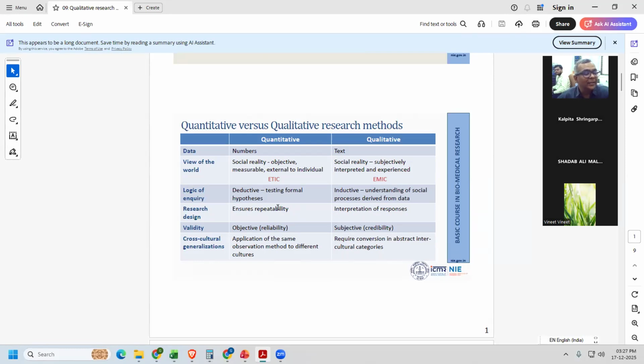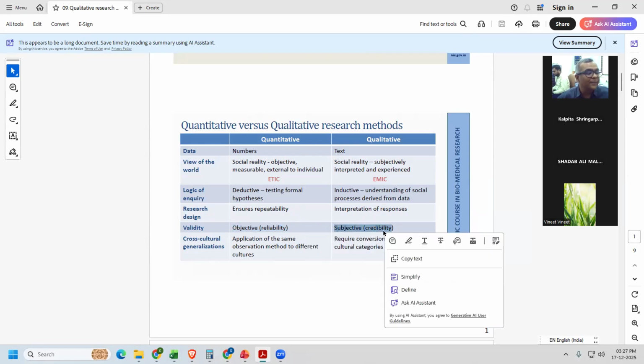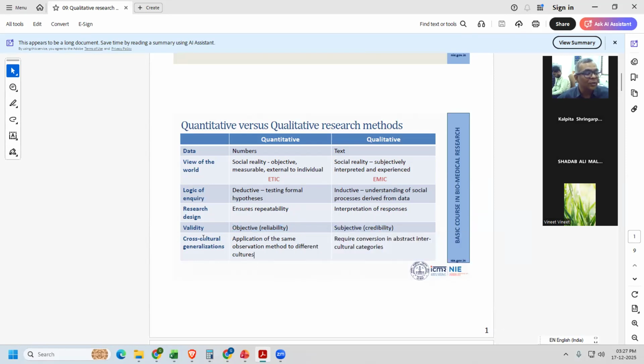Then, as we have said, validity is objective, so it is reliable, while here it is subjective and so it is credible. And lastly, cross-cultural generalization. If you want to generalize for different cultures, in quantitative research the same observation method can be applied to different cultures. But here, it requires conversion into abstract intercultural categories. So this is the difference between quantitative and qualitative research.